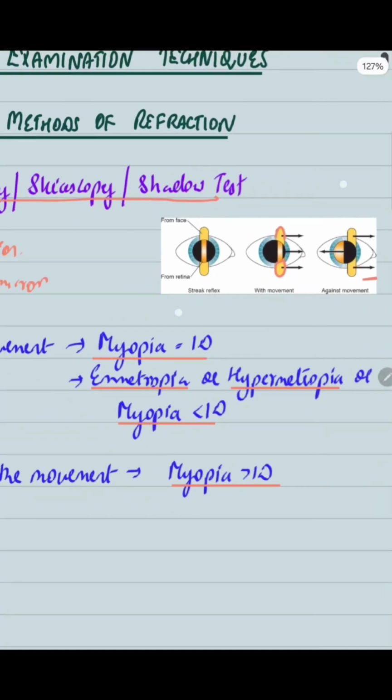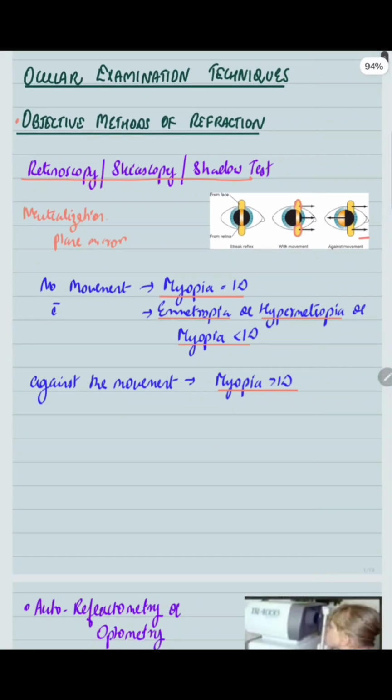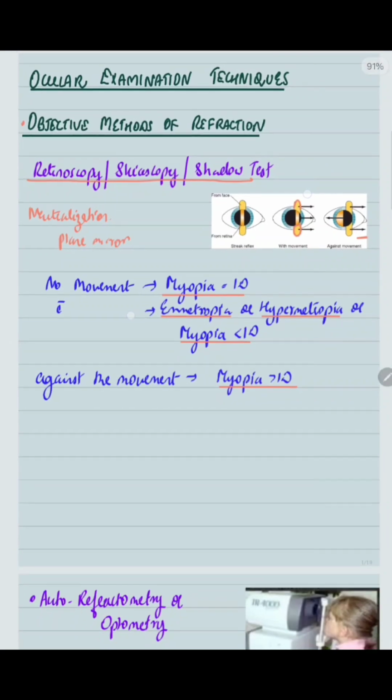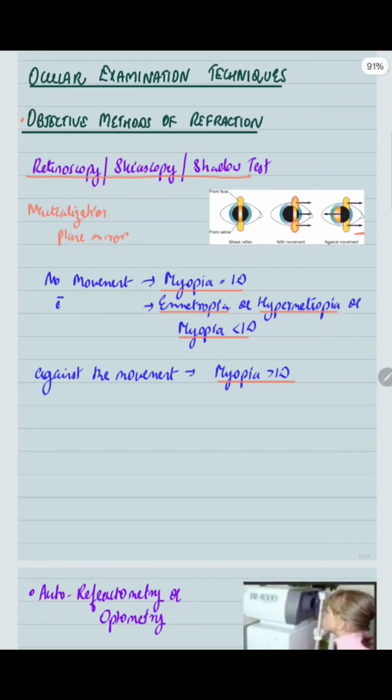Neutralization: no movement means myopia of 1 diopter; against the movement means myopia of more than 1 diopter. If there is a swirling shadow, or a cross, it is suggestive of astigmatism.